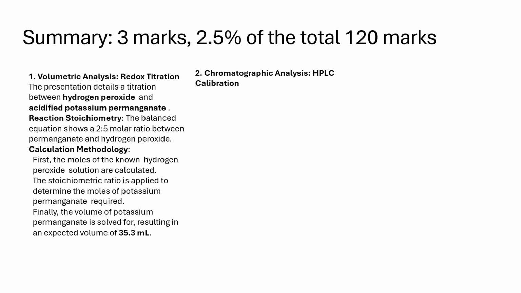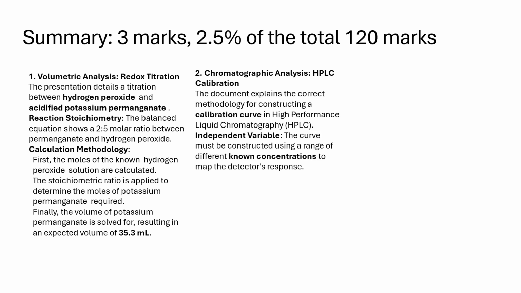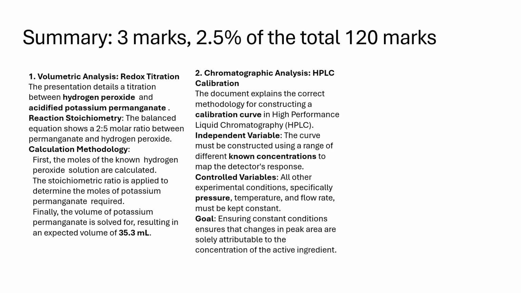2. Chromatographic analysis, HPLC calibration. The document explains the correct methodology for constructing a calibration curve in high-performance liquid chromatography, HPLC. Independent variable: the curve must be constructed using a range of different known concentrations to map the detector's response. Controlled variables: all other experimental conditions, specifically pressure, temperature, and flow rate, must be kept constant. Goal: ensuring constant conditions ensures that changes in peak area are solely attributable to the concentration of the active ingredient.